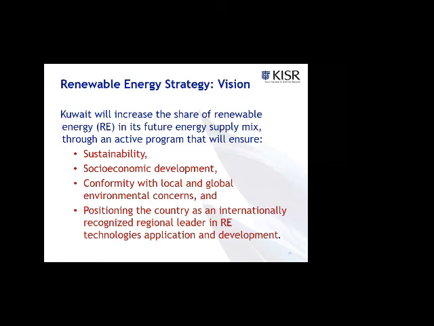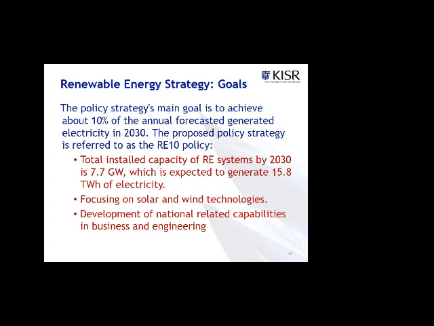So what's the vision? Kuwait will increase the share of renewables in the supply mix, but also ensure sustainability, socioeconomic development, and conformity with local and global environmental concerns. And we want to position Kuwait as a leader in renewable energy. This is the dream or the goal, in technologies and in the development of RE. The policy strategy's main goal is to achieve about 10% before 2030. And by 2030, we have to reach the 15% goal. And the vision states that we will focus on solar and wind technology, which makes sense for us. Also, development of national related capabilities in business and engineering.